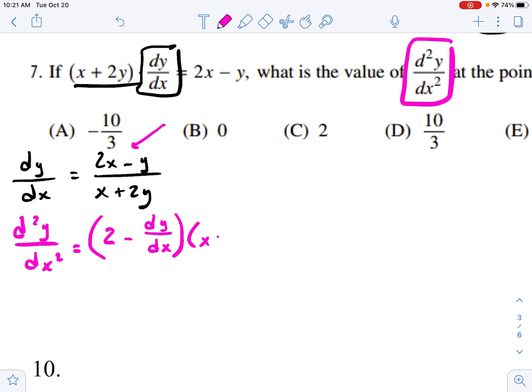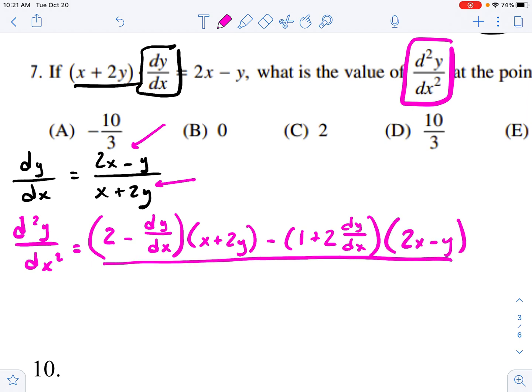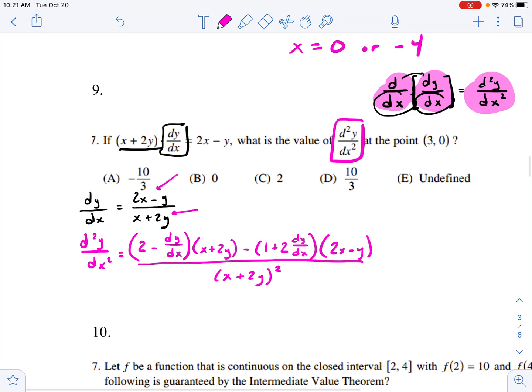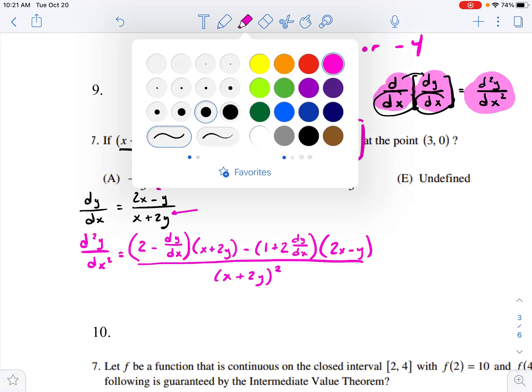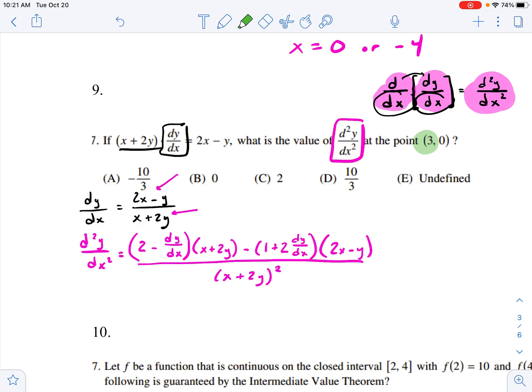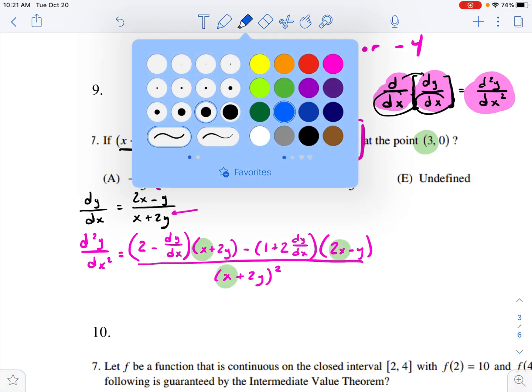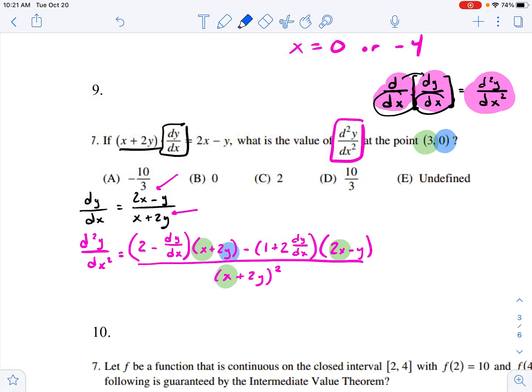There's the derivative of the top times the bottom minus derivative of the bottom. The derivative of x is 1. The derivative of 2y is positive 2 dy dx times the top, all over denominator squared. And there's our second derivative. And now what we want to do is evaluate it at 3, 0. So basically anywhere we see the letter x, we're going to plug the number 3 in for that. Anywhere we see the letter y, we're going to plug a 0 in for that.